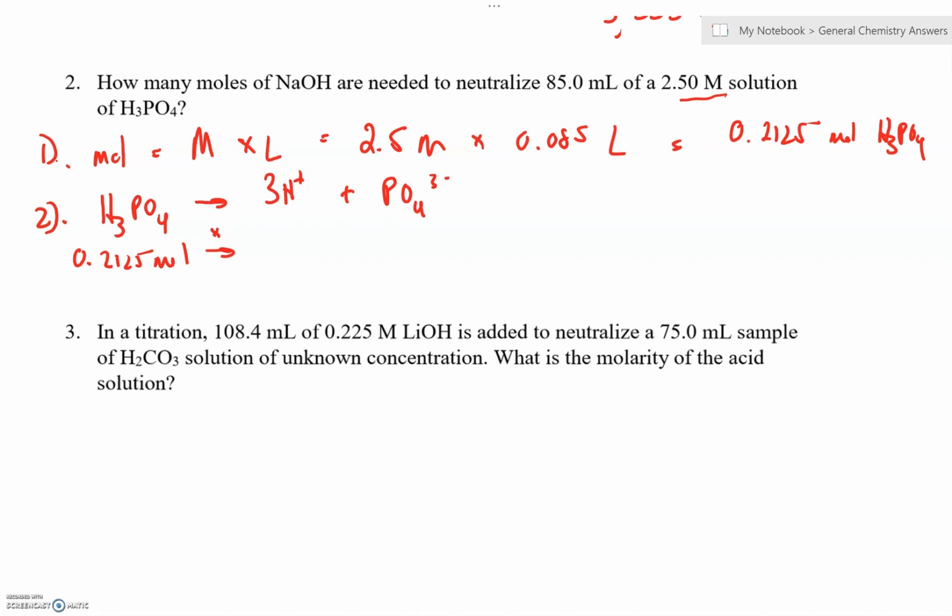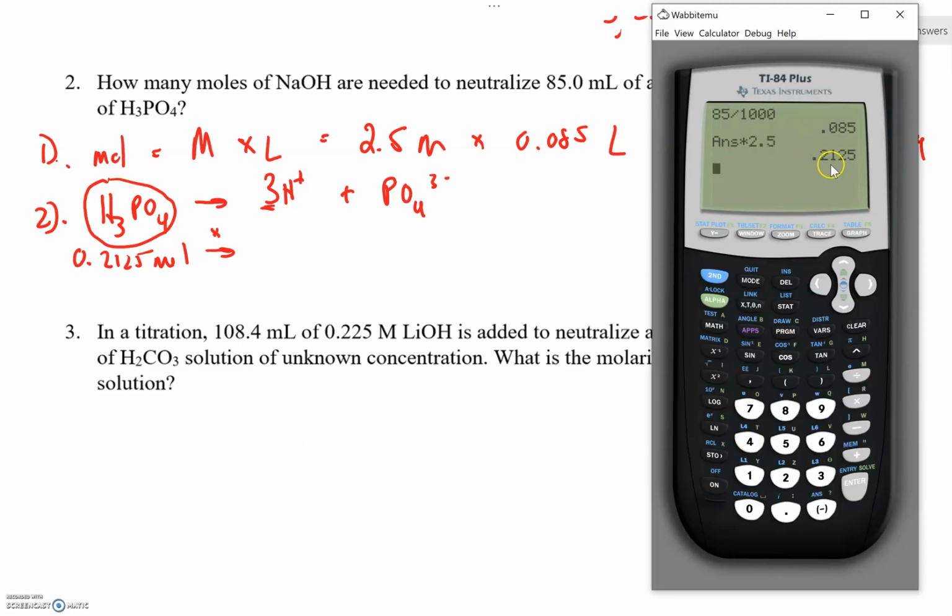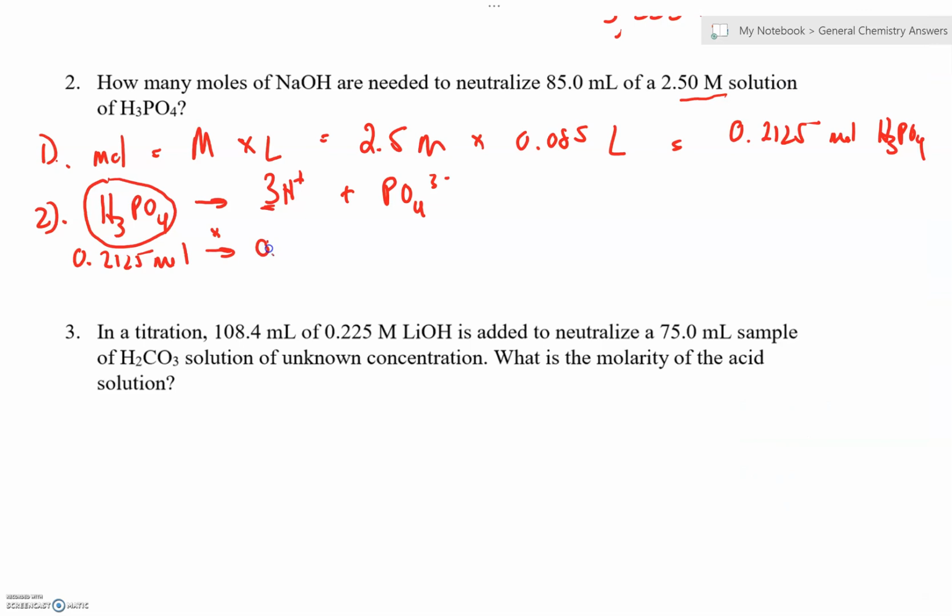That means we're going to multiply by whatever coefficients we have, because we already know this. So we're multiplying by 3. So let's take our calculator. We already have this. We're simply going to say, take that answer and multiply it by 3 is 0.6375. You could round that to 0.64 if you wanted. Okay. We're not even worried about this. We don't even care about that. So just leave it alone.